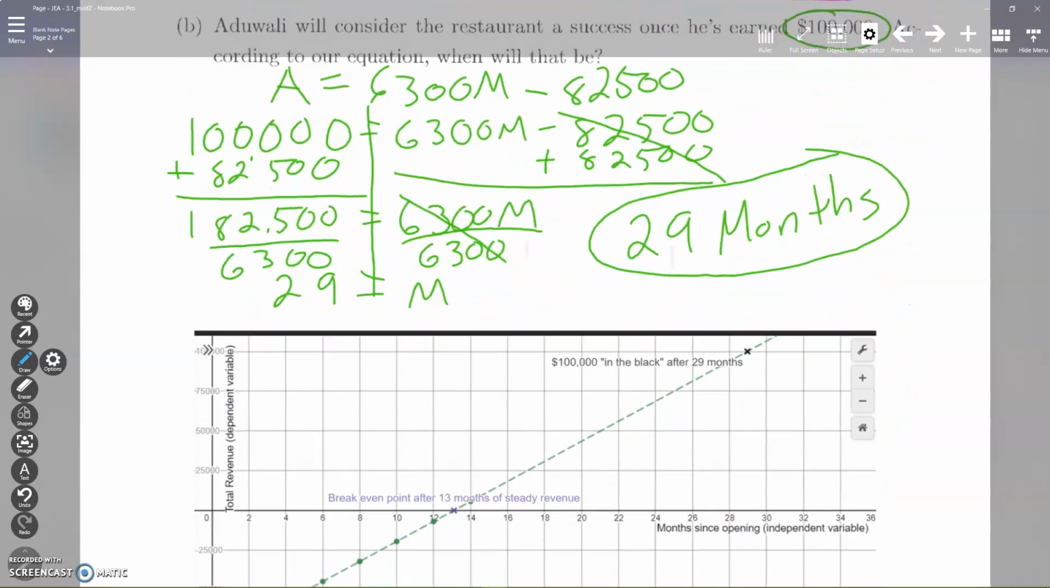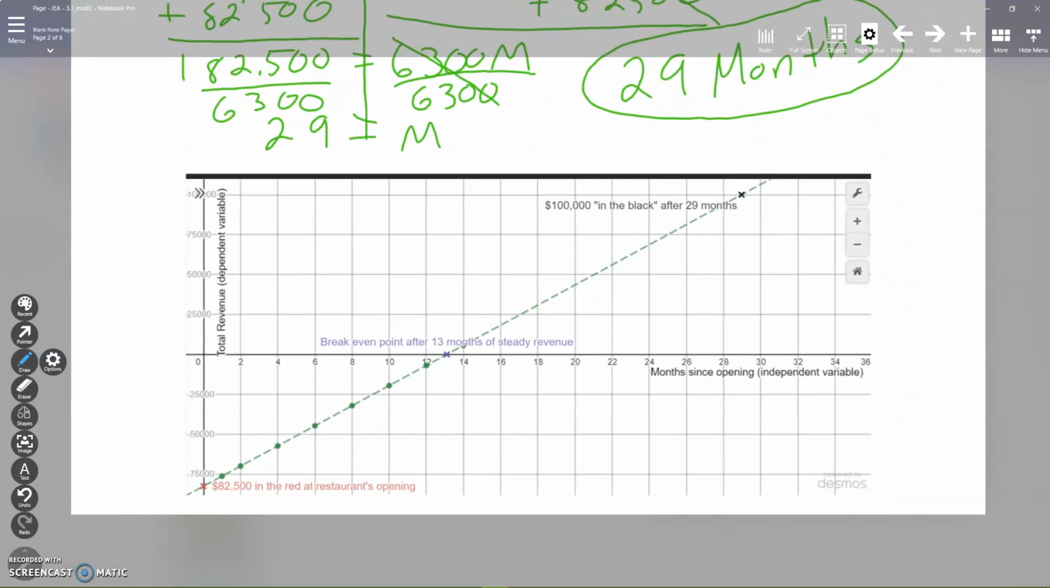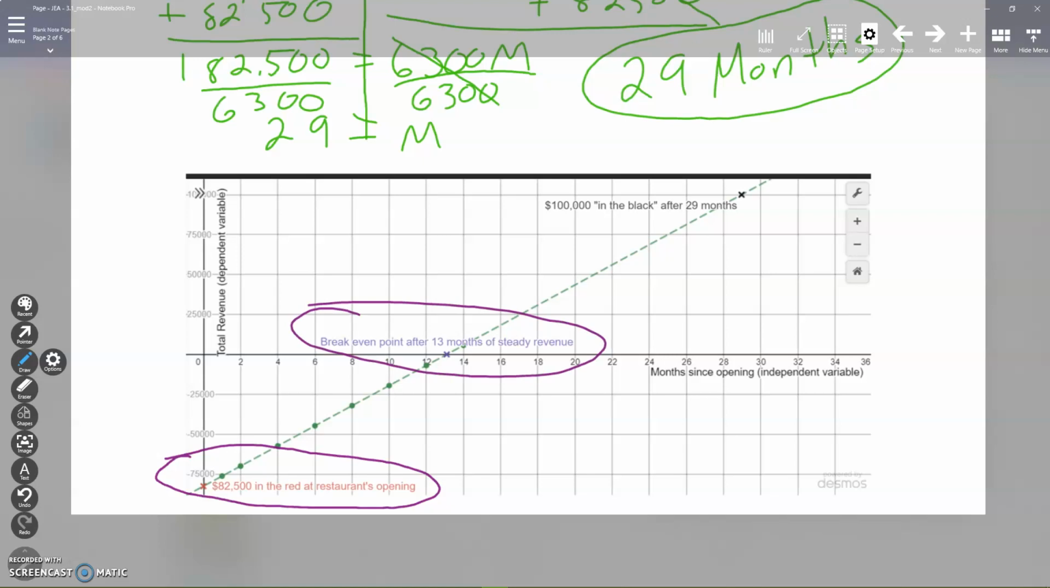All right, I graphed it for you as well, and there is a link to the graph on the class page. But here is a graph of the 3 different spots. So down below here is the starting cost. He's $82,500 negative, or in the red, as it's called, at the restaurant's opening. His break-even point would be after 13 months of steady revenue. There's where he would be at 0. He'd have $0, but his debt is paid off. And then after about 29 months, he'll have made $100,000.